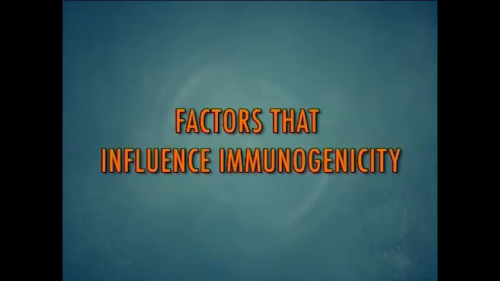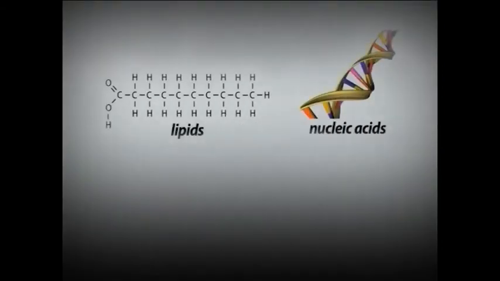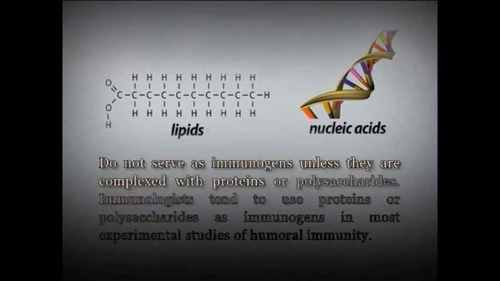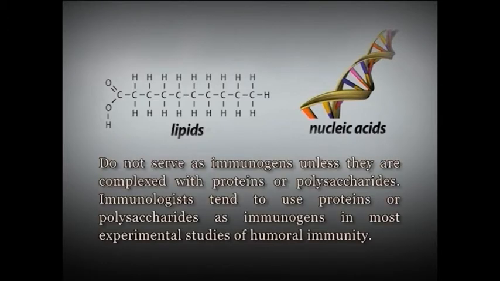Factors that influence immunogenicity. The immune system actually recognizes particular macromolecules as an infectious agent, generally either proteins or polysaccharide. Proteins are the most potent immunogens, with polysaccharide ranking second. Lipids and nucleic acid of an infectious agent generally do not serve as immunogens unless they are complex with a protein or polysaccharide. Immunologists tend to use proteins or polysaccharide as immunogens in most experimental studies of humoral immunity.